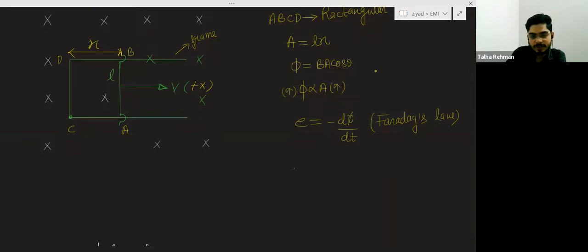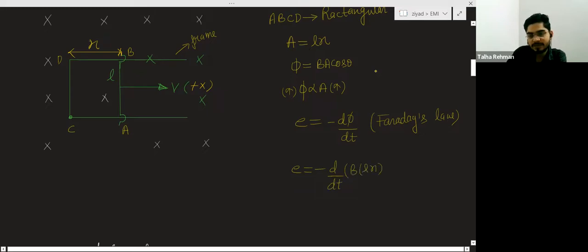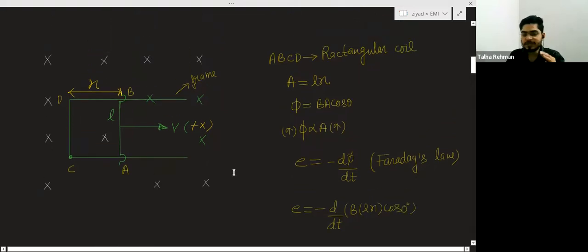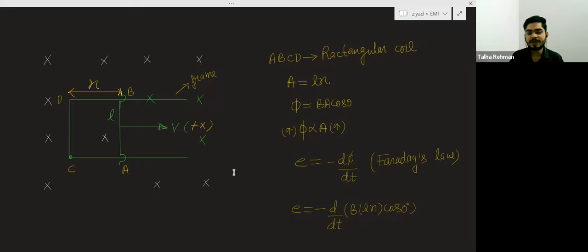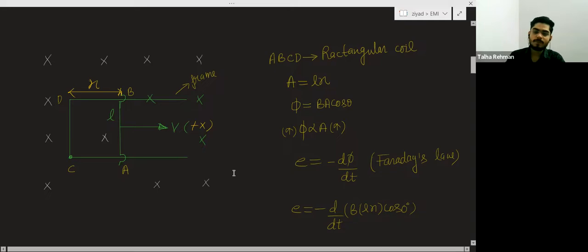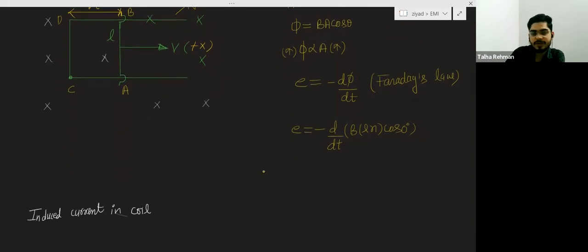So we get E is equal to minus d by dt of phi. What is phi? BA cos theta. Instead of area, you put L into x, and here you put cos 0. Why? Theta is the angle between the area vector and the magnetic field. The area vector and magnetic field are in the same direction, the Z direction. So cos 0 is 1, and you can take the magnetic field out of the differentiation. Length is also constant, so B and L are constant. So here you have dx by dt.